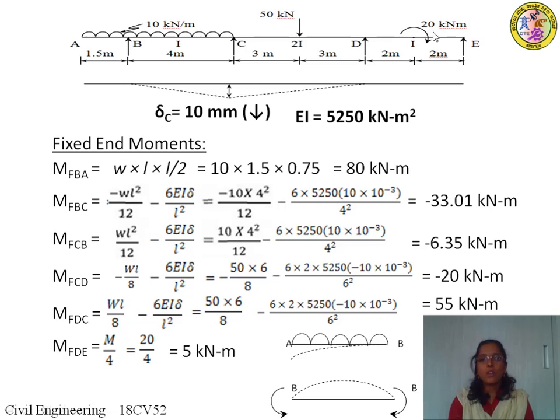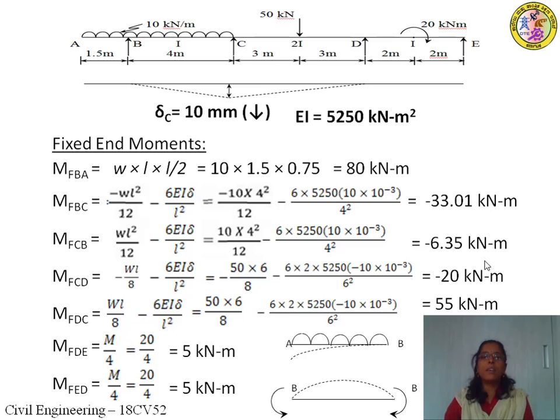Okay, so if it is subjected to a clockwise couple, MFDE as well as MFED will be positive. If it is subjected to an anti-clockwise moment, then MFDE as well as MFED will be negative. So at both ends it will have the same sign. In this case, an anti-clockwise couple gives negative fixed end moments at both ends. Okay, so MFED is also equal to 5 kilonewton meter. So that is the calculation of fixed end moments.